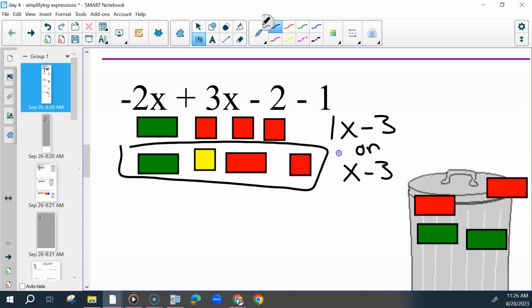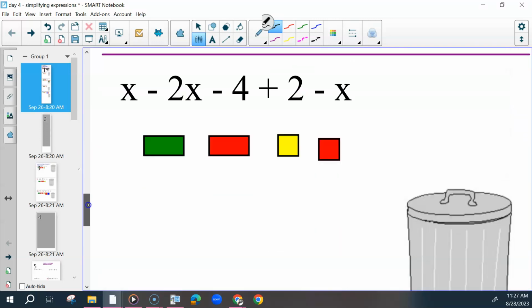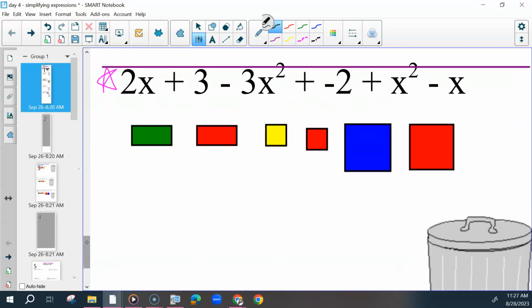Questions on how we modeled that, how we got rid of the zero terms, how we got our final answer? Make sure you have that answer written down. We're going to skip the next one and do the very last one. So I want you to go ahead and model those.